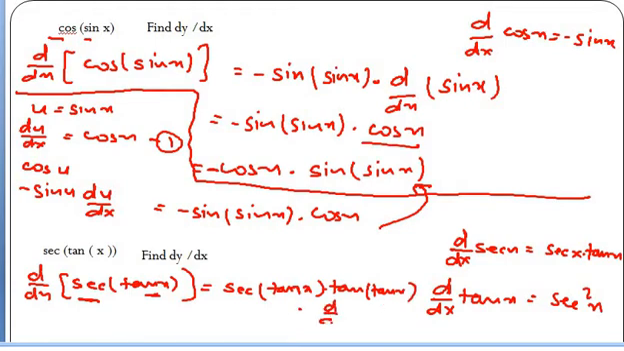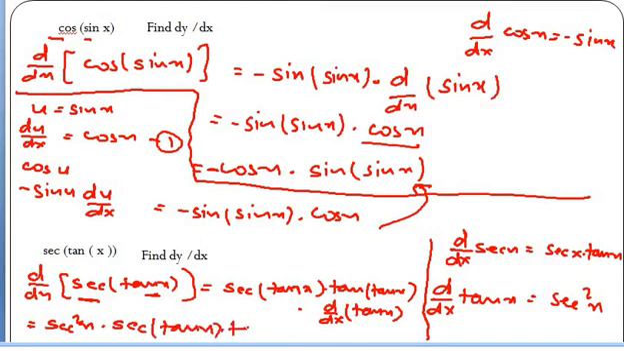Now we need to differentiate the internal function, which is tan x. So we'll write like this. Now the derivative of tan x we know is sec square x. So we'll write here sec square x first, this one, and then we'll write this one. So we'll write here sec of tan x into tan of tan x. So that is our final answer.